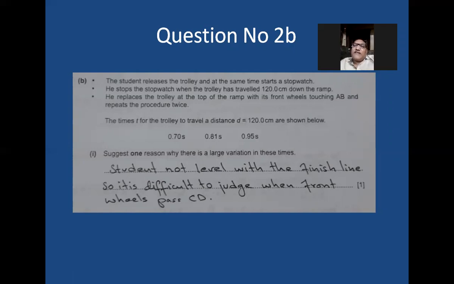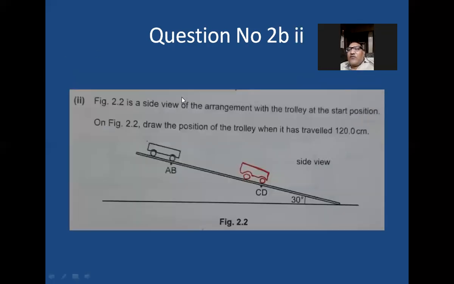So the reason might be that the student is not level with the finish line. So it's difficult to judge when the front wheels pass the CD. That is called the parallax error. So you see, if you are not level with the mark CD, it will be quite difficult for you to accurately judge when the front wheels have crossed the CD. So that was question number 2, part B.